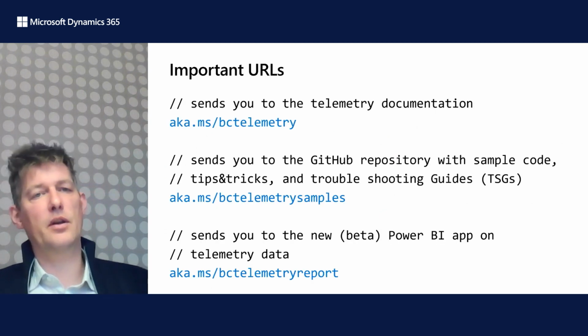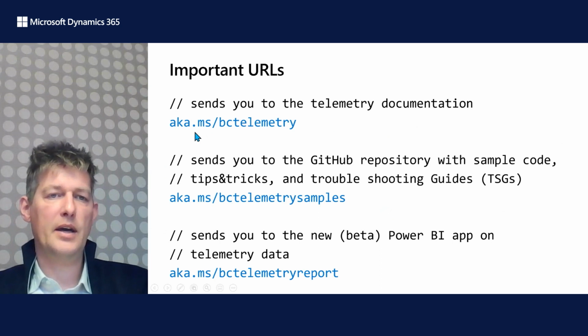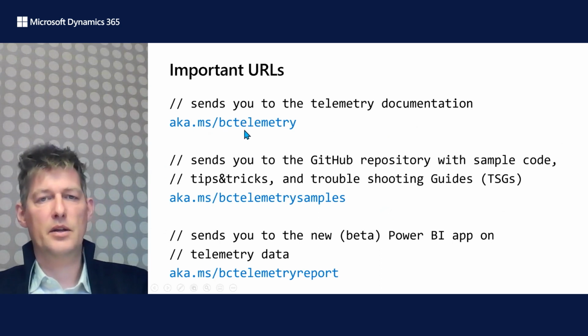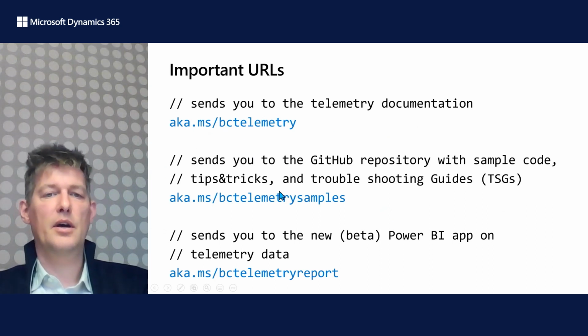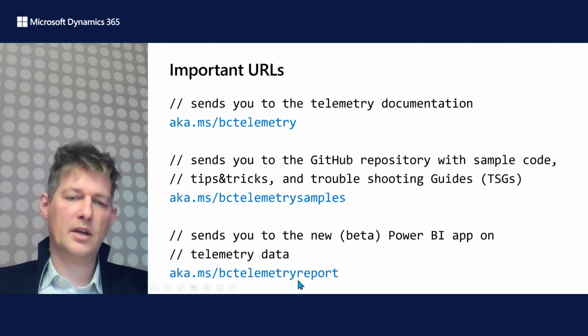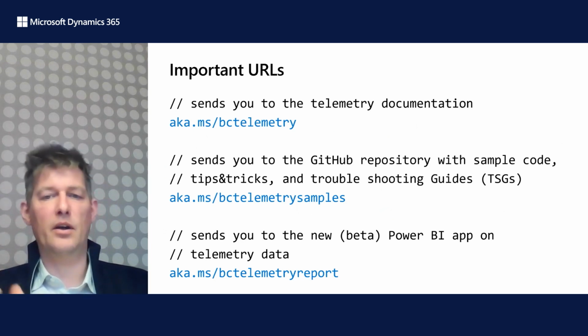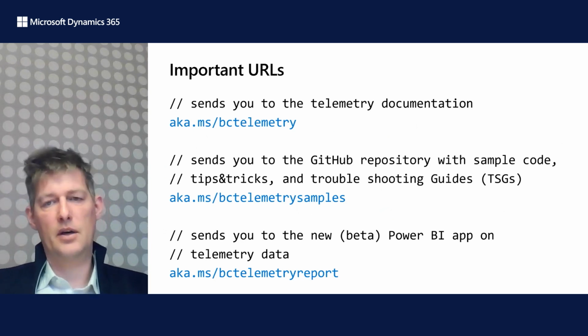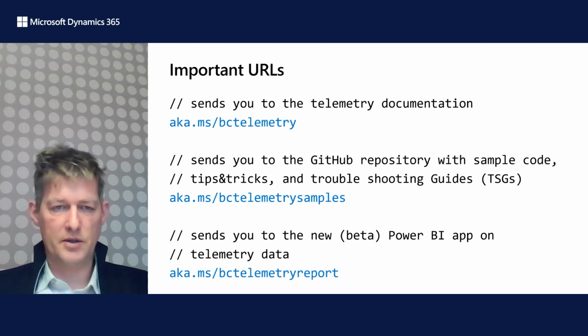So the three URLs you need to remember: aka.ms/bctelemetry sends you to the documentation, telemetry samples sends you to the sample repository, and telemetry report gets you the latest URL to install or update the new Power BI app on telemetry data.